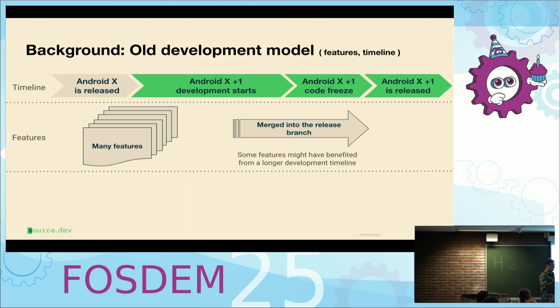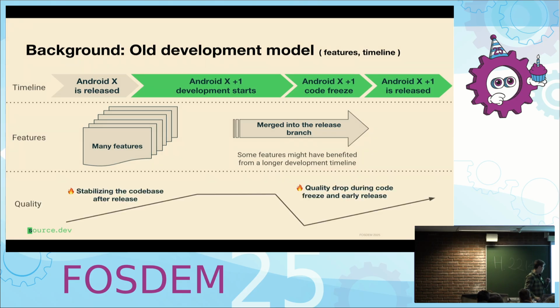But the important thing to highlight here is that because the timeline was somewhat fixed, that meant that we had to compromise on a few things, and some of those features might not have been ready to be released or would have required a longer period of time. So from a quality perspective, if we look at the same thing, it kind of looked like this. We would release an Android version, and in the background we would still be eagerly working on stabilizing that code base.